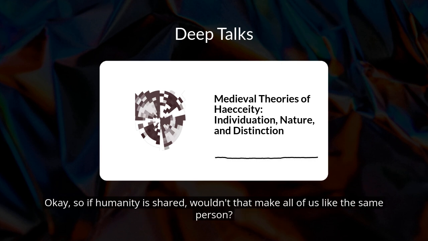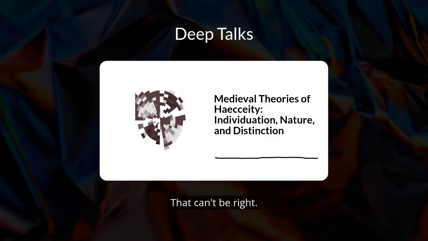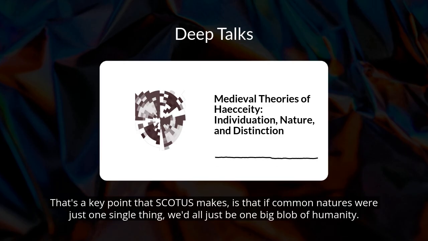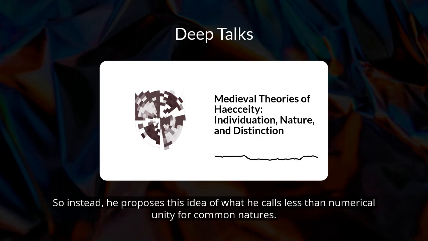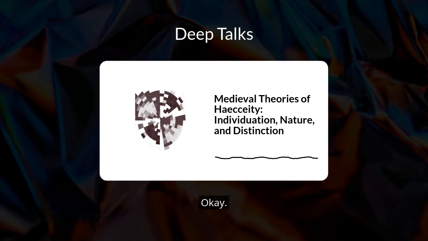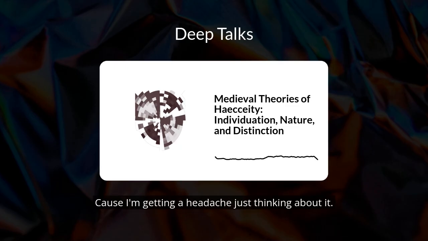Okay, so if humanity is shared, wouldn't that make all of us like the same person? Exactly. That can't be right. That's a key point that Scotus makes, is that if common natures were just one single thing, we'd all just be one big blob of humanity. Right. So instead, he proposes this idea of what he calls less than numerical unity for common natures. Okay, less than numerical unity. I know. That sounds very jargony, so let's break it down. Yeah, please, because I'm getting a headache just thinking about it.